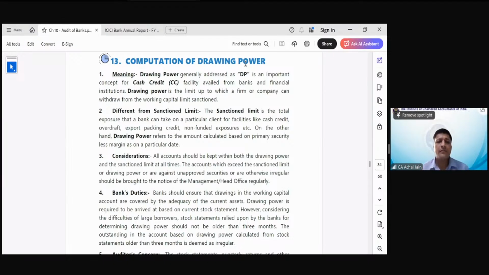Okay. So now, if you look at a bank, please remember borrowing is going to be an asset for the bank. For the other party, borrowing will be a liability. So please don't get confused. You need to remember that. So when it comes to this drawing power, this is the limit up to which a firm or a company can withdraw from the working capital limit sanctioned.